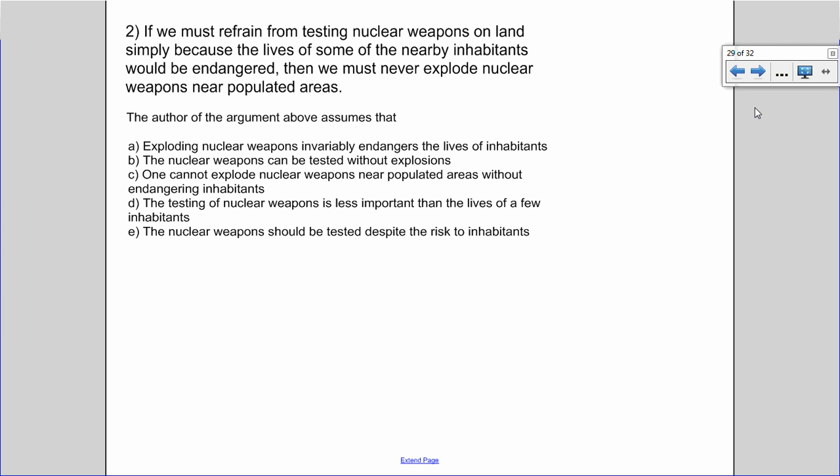And E says the nuclear weapon should be tested despite the risk to inhabitants. Again, that's not what the question is mainly concerned about. We're concerned about the endangerment of lives of the inhabitants, and not whether the nuclear weapon should or should not be tested. So E can be eliminated as well.